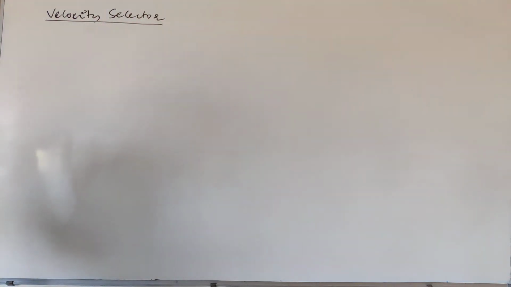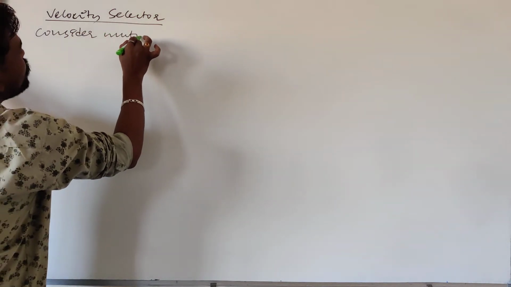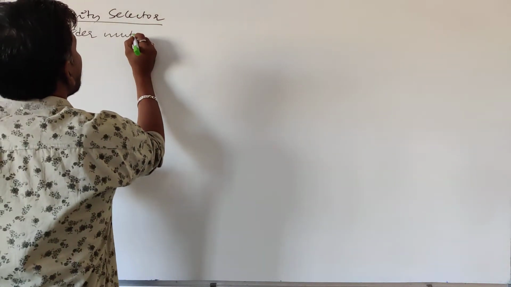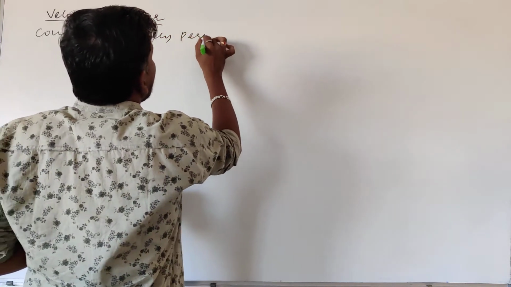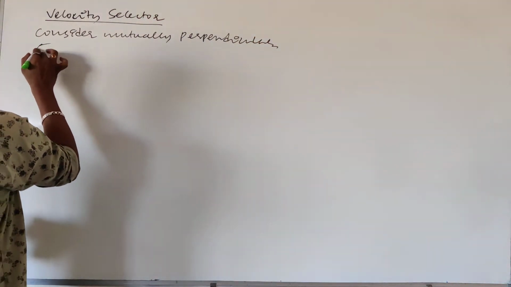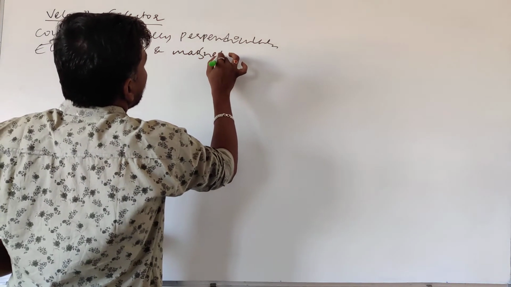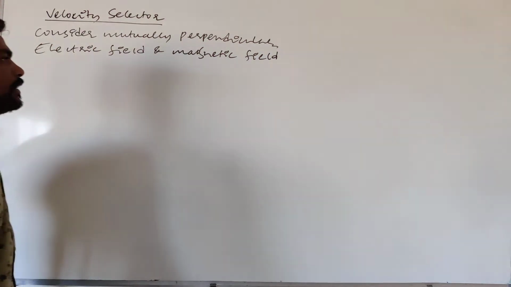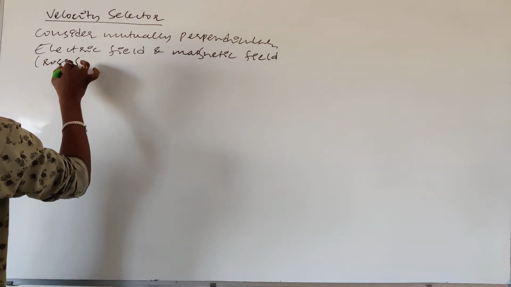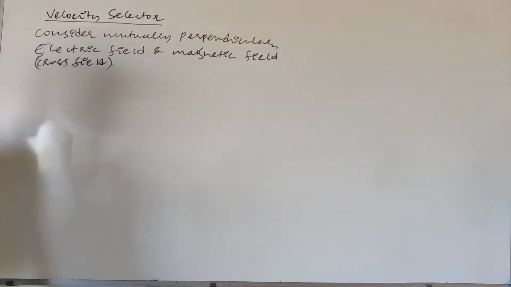Velocity selector. Here we are going to consider mutually perpendicular electric field and magnetic field, or we can also say cross field. Cross field we have mentioned, right?